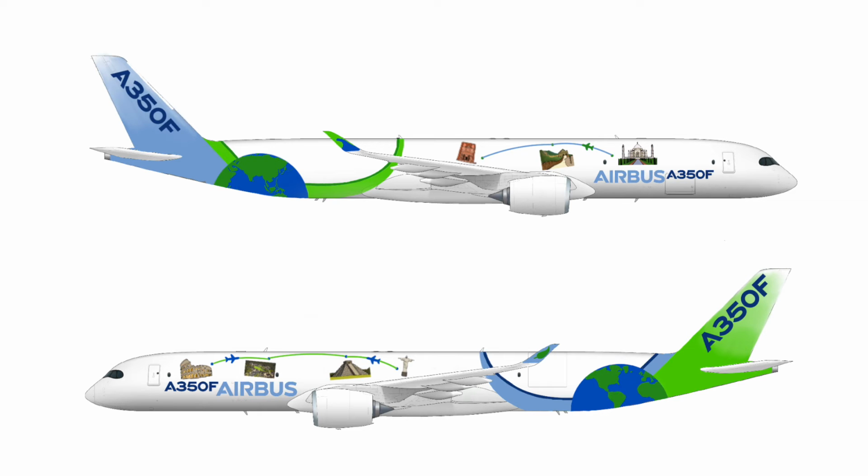And of course green and blue for the Earth, because the A350 is pretty efficient, and I think it symbolizes Airbus's strives, and well, the entire industry strives to go more green.